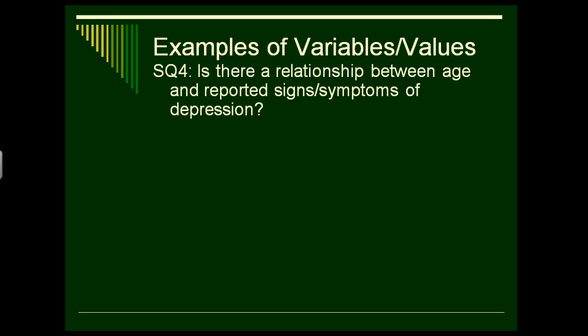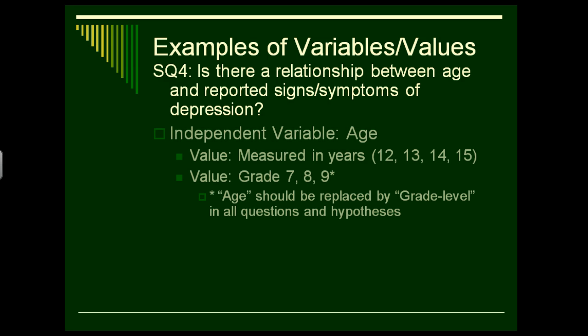Examples. So for the question, what is the relationship between age and reported signs or symptoms of depression, the independent variable here is going to be age. Age is not changed by the fact you asked the question. Age should be measured in years, and you might put actual chronological years down. Oftentimes when we say age, we actually mean grade. So if we're going to measure age as far as grade 7, 8, 9, then we actually should change the word grade to grade level for all questions and hypotheses to make sure we're being precise.